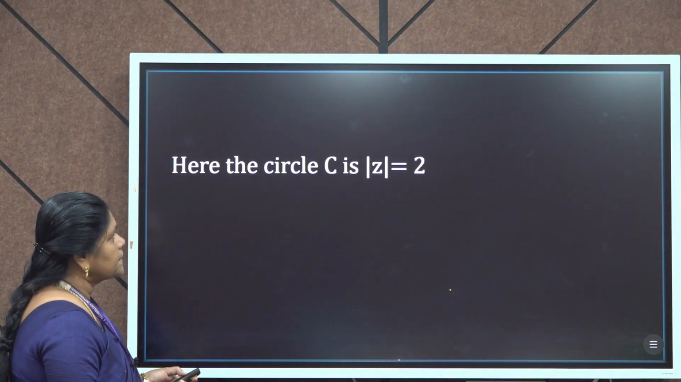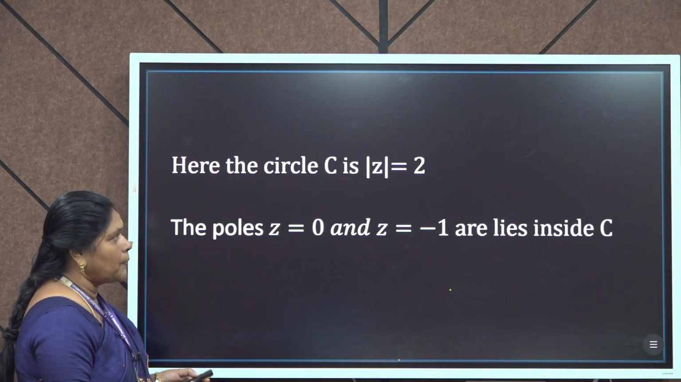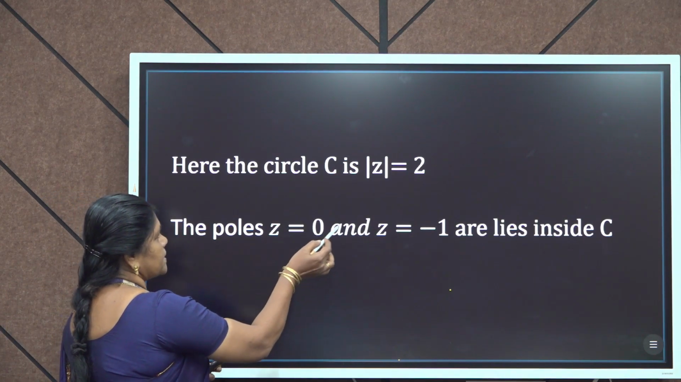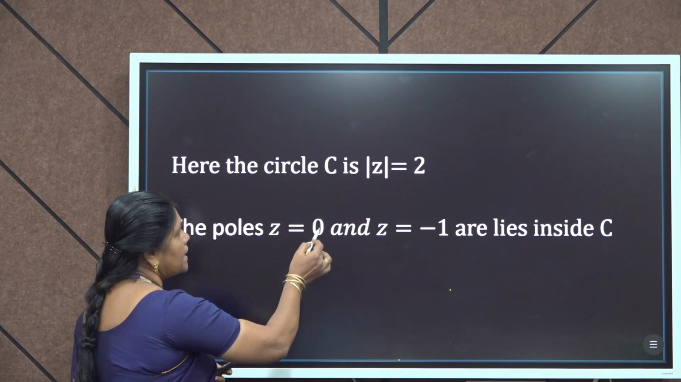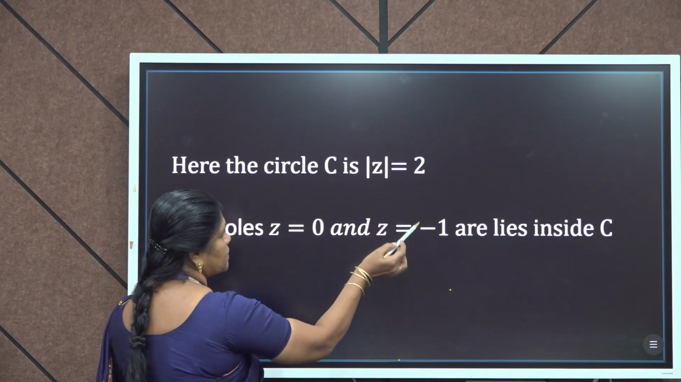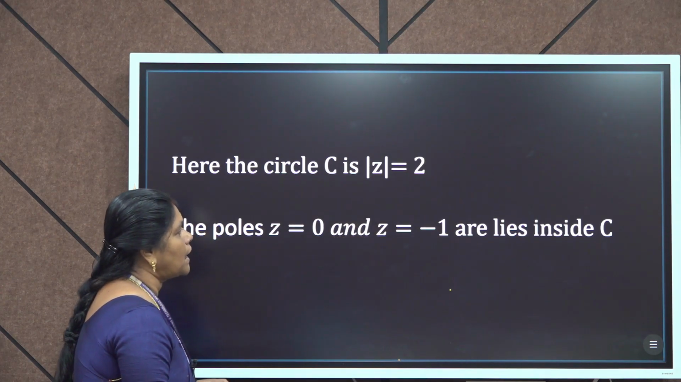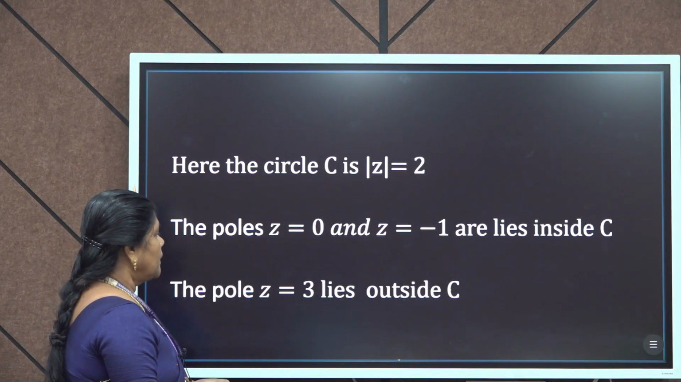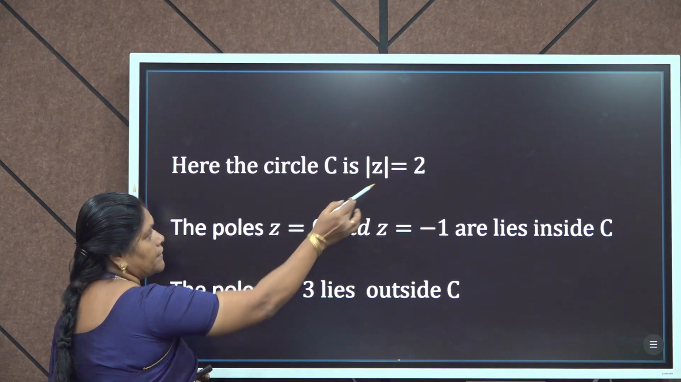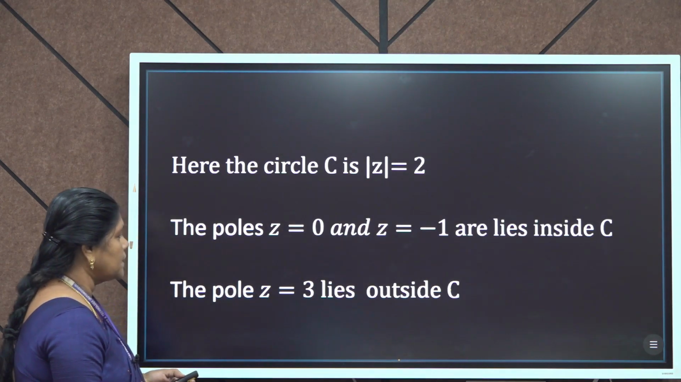Now, given that the circle equation is modulus z is equal to 2. Let us find which poles lie inside the circle modulus z is equal to 2. Here z is equal to 0: modulus 0 is less than 2, therefore 0 lies inside the circle. When we substitute z is equal to minus 1, modulus of minus 1 is 1, and 1 is less than 2, therefore minus 1 also lies inside the circle C. Now another pole z is equal to 3: modulus 3 is equal to 3 which is greater than 2, therefore z is equal to 3 lies outside the circle C.